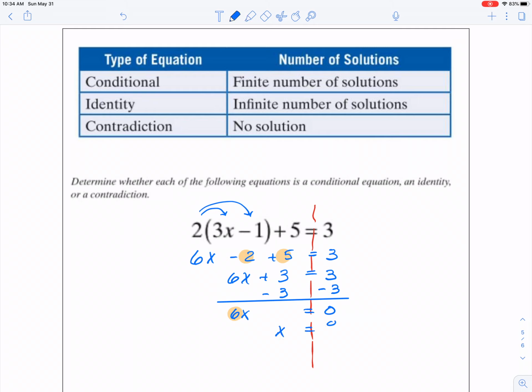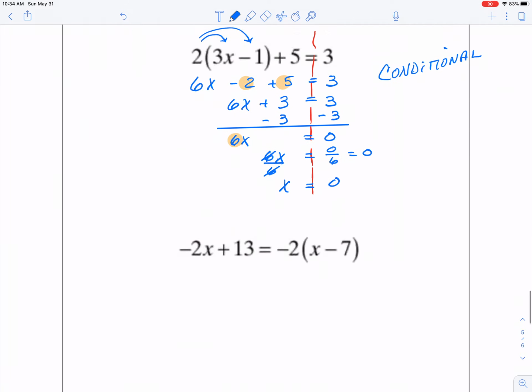I end up with 0 divided by 6, which is 0. And of course I didn't write this down, but you can see how those cancel out, and I end up with x equals 0. So this is conditional. The variable did not drop out. We got an answer. It's a 0 answer, but it's still an answer. So conditional, a finite number of solutions.